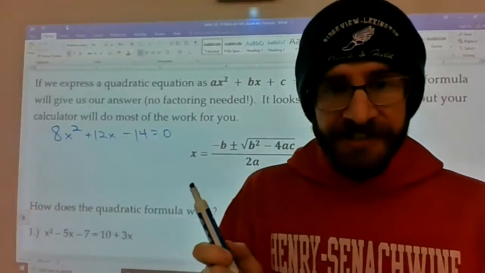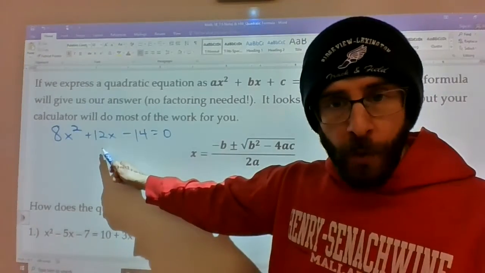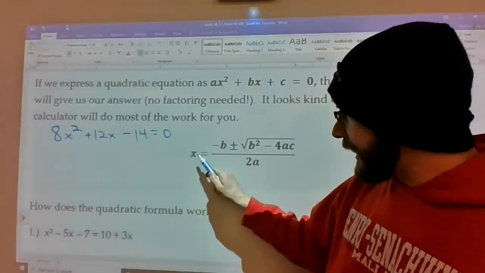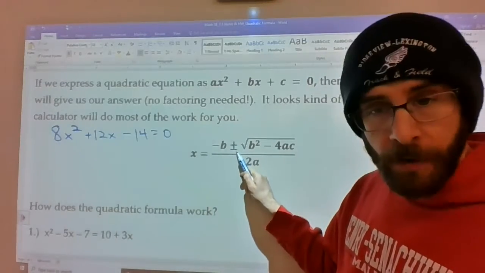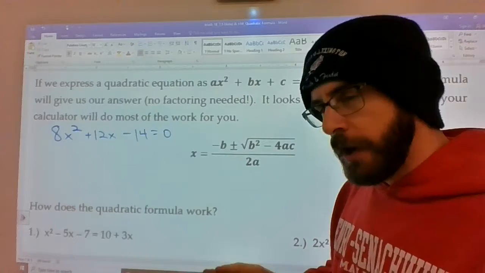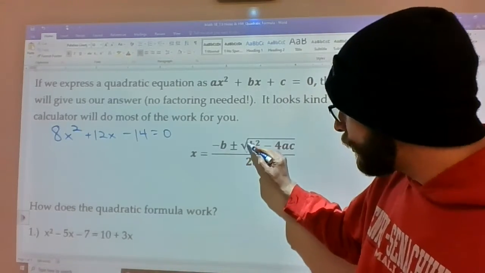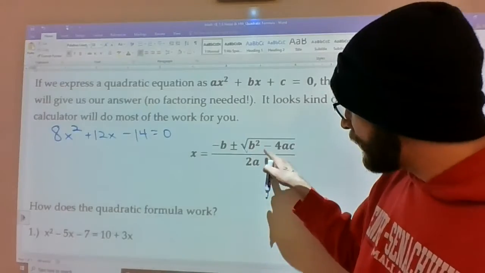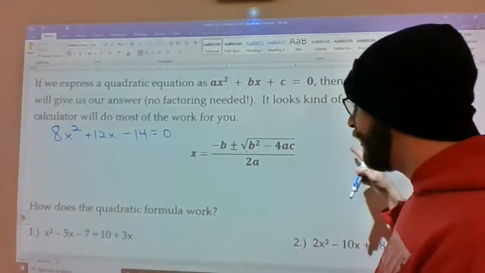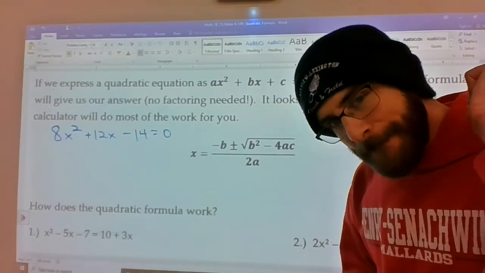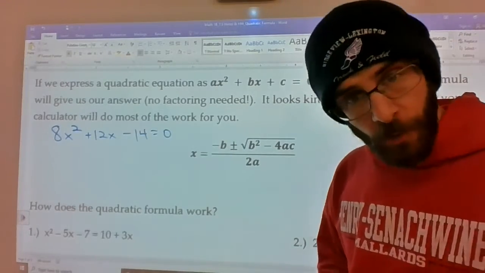What I'm saying is that if you have a quadratic equation, this formula right here, x equals negative b plus or minus the square root of b squared minus 4 times a times c, all divided by 2a, you're going to get two solutions, which makes sense, right? Factoring usually gave you two solutions. So here's how it works.